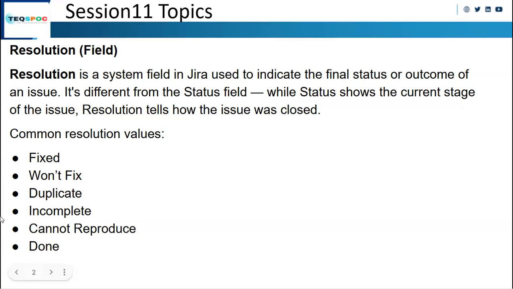It's different from the status field. Status shows the current stage, basically in which stage you are. If you are in to do, you are in the to do state. If you are in progress, you have started working. If you are done, you can move to testing. This is the basic status.